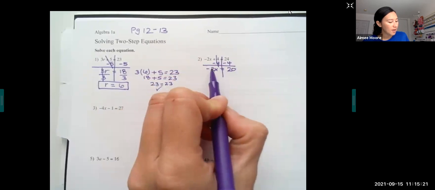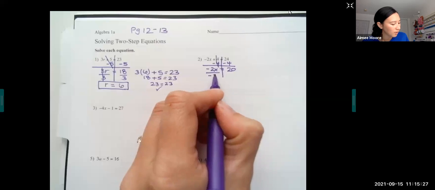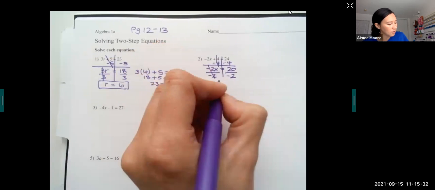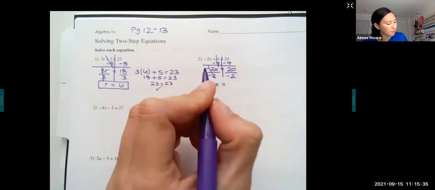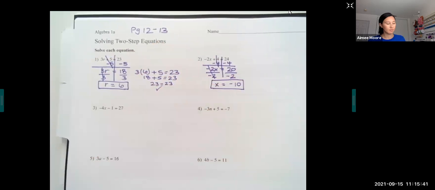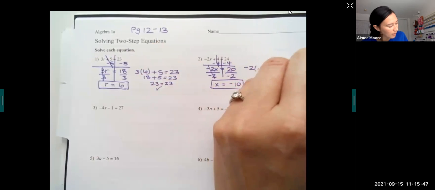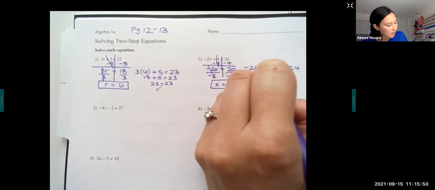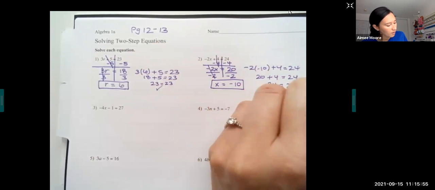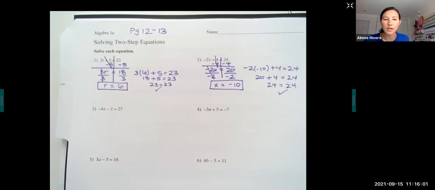Now I need to get rid of the number in front of my variable, which in this case is negative 2, which means I have to divide by negative 2, so that those cancel out, leaving me with x equals 20 divided by -2, which is -10. Let's check our answer. -2 times x, which is -10, plus 4. Does that equal 24? Negative times a negative is a positive, and 20 plus 4, that's 24. We solved correctly. Any questions so far?